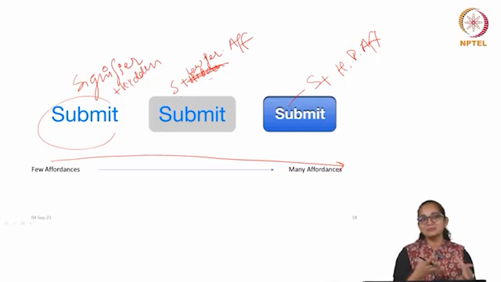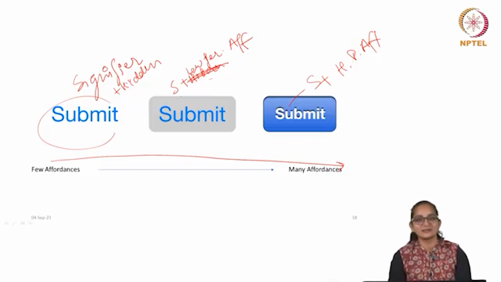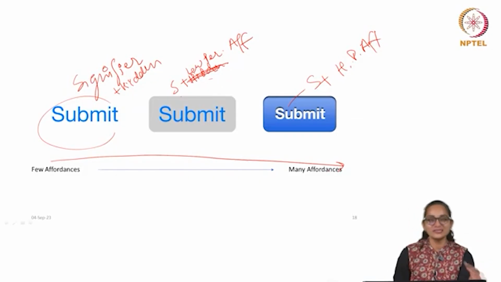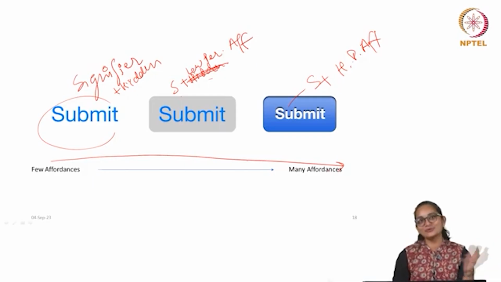So this is how they can make use of fewer affordances also, if they want to force you to do something which you don't want to do. And they can make you do things which are necessary or important in the whole interaction or process, just by adding or removing affordance, they can make you do things which you don't want to do as well.